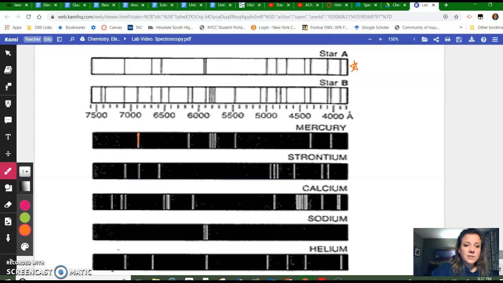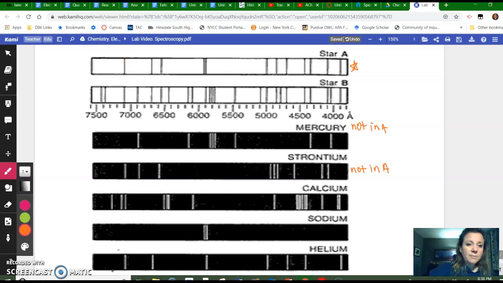So for instance, if I first look at Mercury, I can already tell that in star A, I am missing this first spectral line for Mercury. It's not there, it's missing. So since I have a spectral line missing for Mercury, I know that Mercury is not in star A. But let's look at strontium. For strontium, it looks like I've got the first spectral line, like here, but just like in Mercury, I don't have the second one. So since I don't have all the lines, that means that strontium is not in A.